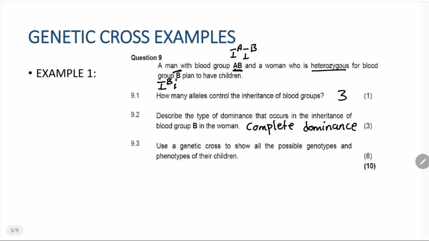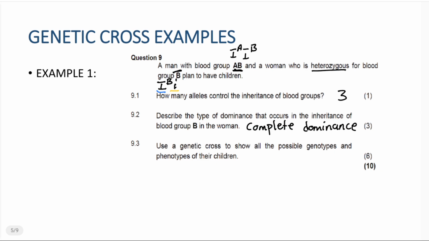Why is it complete dominance? It is complete dominance because the allele for blood group B, which is capital I to the exponent of capital B here, is dominant to the allele for blood group O, which is small letter i. As such, in a heterozygous condition, the dominant allele, which is the allele for blood group B, determines the phenotype. Hence, the woman has blood group B. So the allele for blood group O here has been completely dominated. So this is complete dominance.